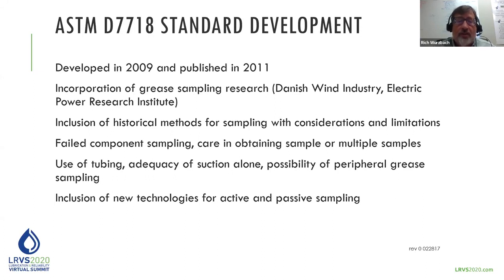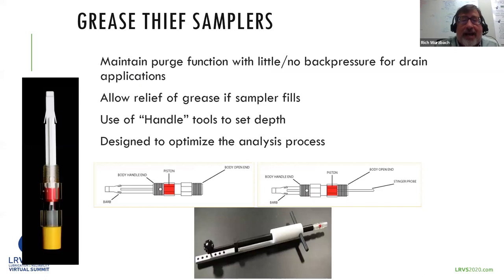So this method did include some new technologies for active and passive sampling. And these are the grease thief samplers. You can see one of them here at the far left. That's a photograph of it. It consists of a clear plastic body. You see the red plastic piston that fits within, has a precision fit to the inside bore of that plastic body, and then a white handle that allows that piston to be moved back and forth. But unlike a syringe that might have similar components, where we pull back on the handle to create a vacuum and get the grease to flow, generally these thief samplers are being used in a coring type process.